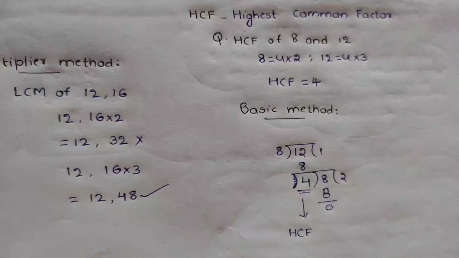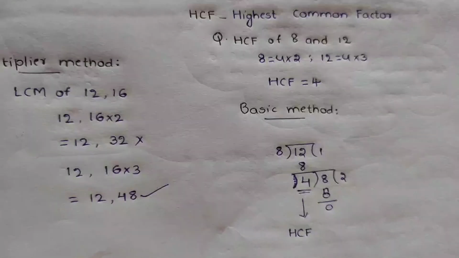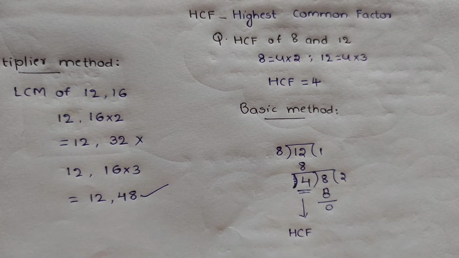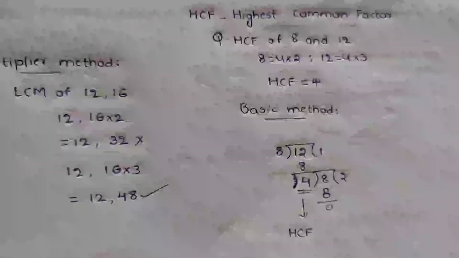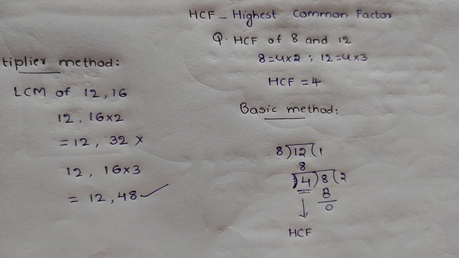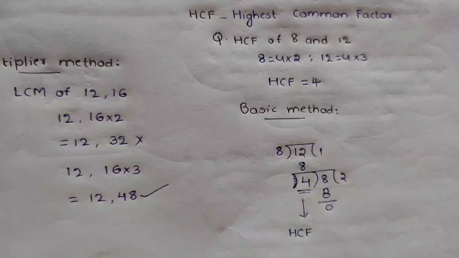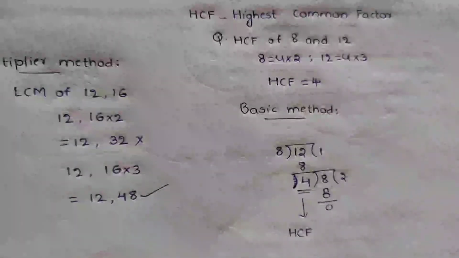Now the next concept is HCF. HCF is the highest common factor of two or more given numbers. For example, if you have to find the HCF of 8 and 12, 8 can be written as 4 2s are 8 and 12 can be written as 4 3s are 12. In these two, the highest common factor is 4. So 4 will be the HCF of 8 and 12.